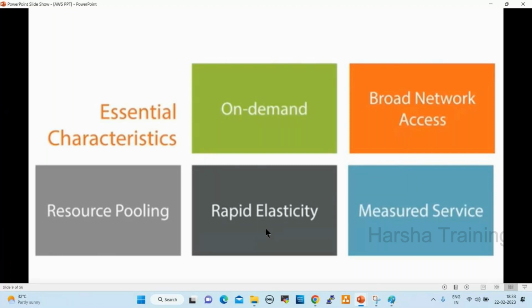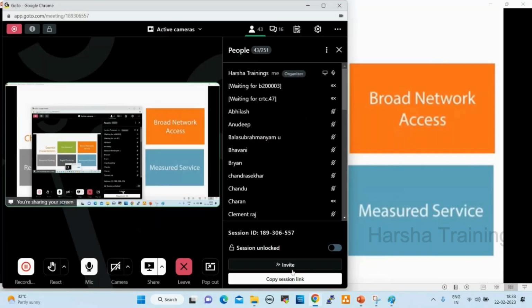Next one, measured service. What is measured service? Whatever servers we are using, those are measured. For example, if you use the server for one day, you pay the bill for one day. If you use the server 1 hour per day, you pay the bills for 1 hour only, like gas bills, electricity bills. So measured service is nothing but how many hours you are using the server. For that usage, we need to pay the bills. Clear, everyone? Any questions on the slide? Anyone having any questions here?